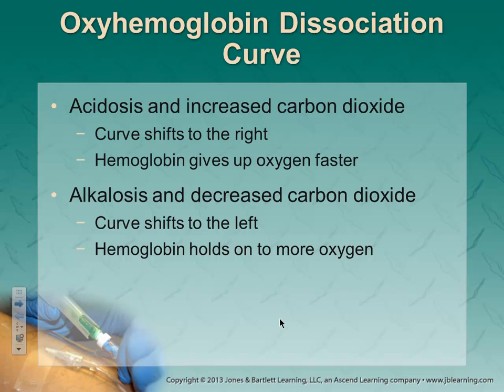Then alkalosis and decreased carbon dioxide, this makes the curve shift to the left, and this means that the hemoglobin is going to hold on to more oxygen. The problem with that is that if somebody's alkalotic, then the hemoglobin is not going to transfer the oxygen. It's going to be stingy with oxygen. It's going to say, no, this is my oxygen. I'm not going to give it to the cell. All right?